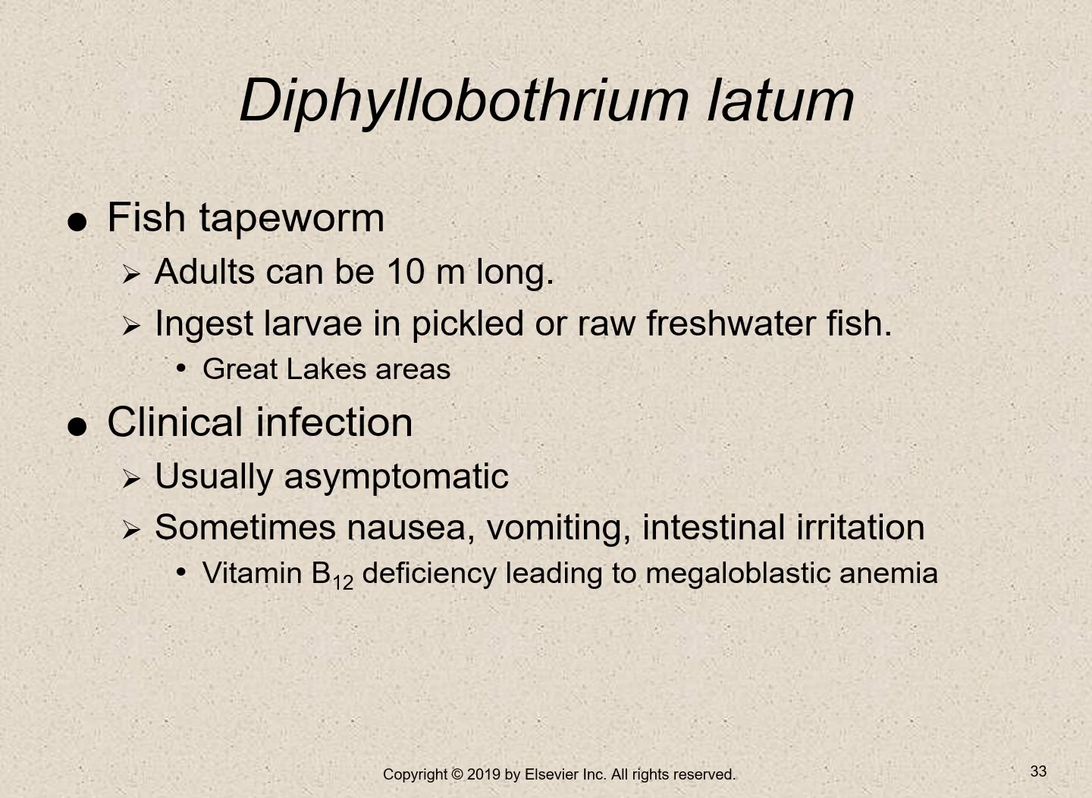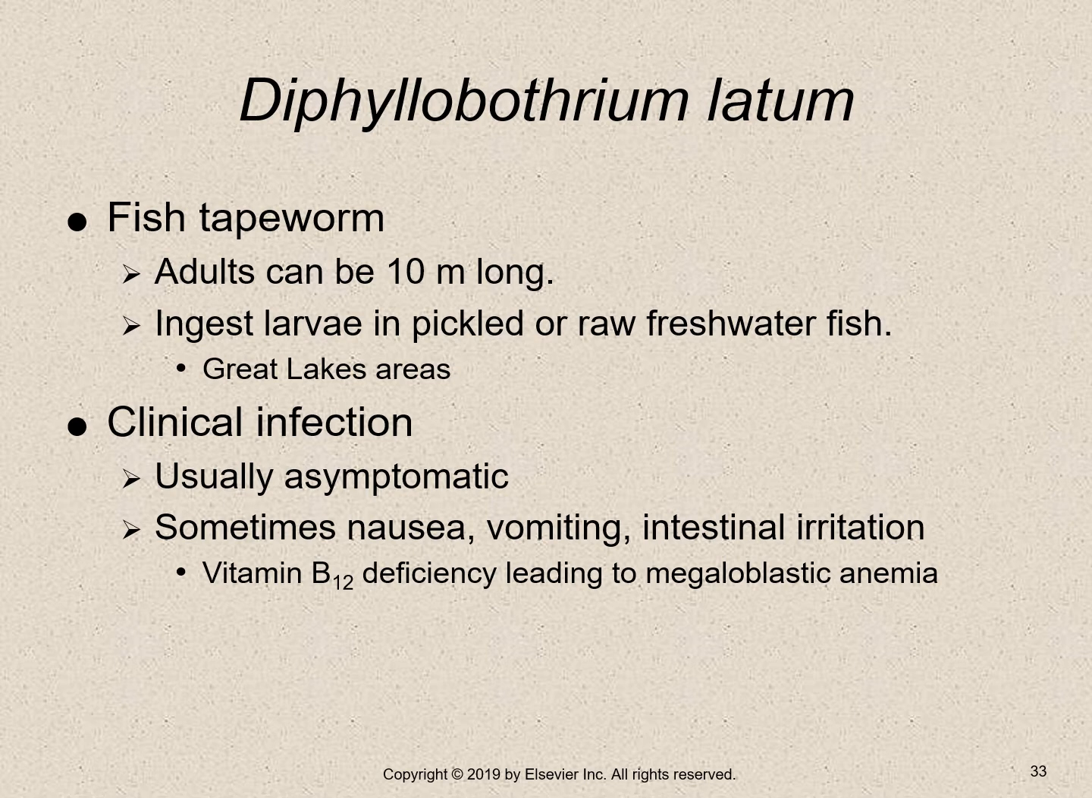So the first tapeworm we'll discuss is the fish tapeworm, Diphyllobothrium latum. This is one of the species that can measure very long, adults being up to 10 meters long. Humans usually harbor only a single worm, as can be imagined due to its size. And fish-eating mammals in endemic regions can also be infected. Hosts become infected by ingesting larvae in pickled or raw freshwater fish. This organism is commonly found in the Great Lakes areas.